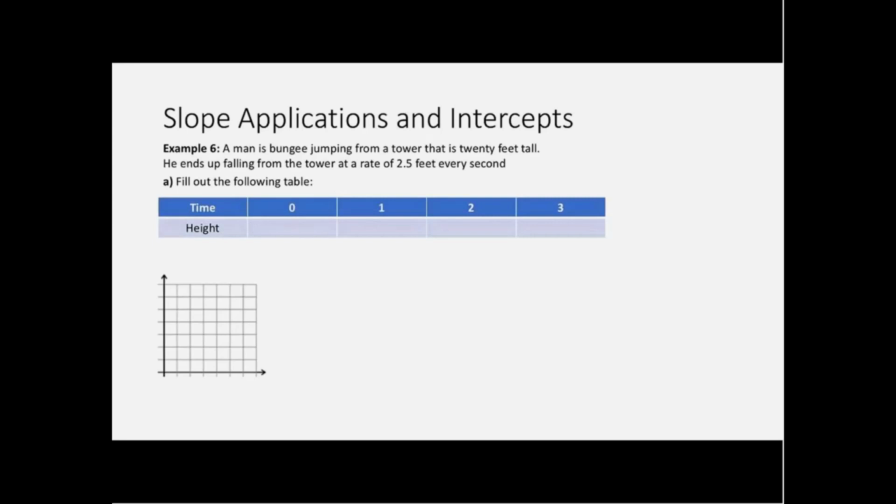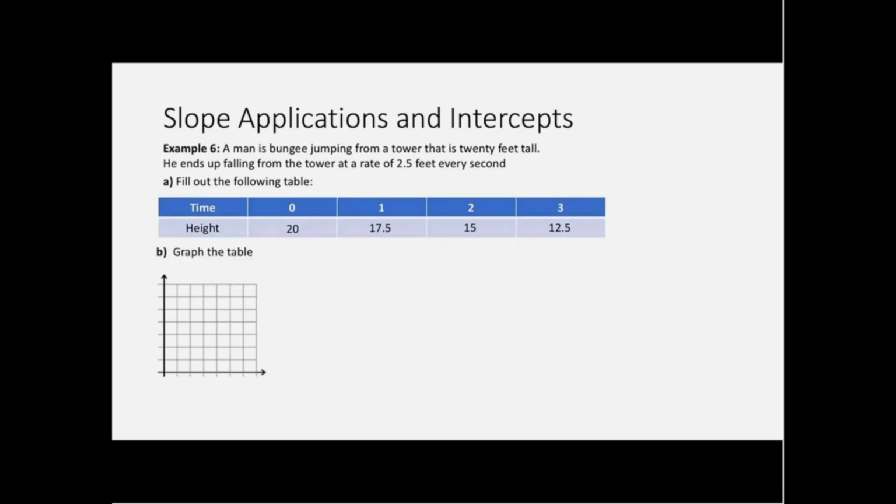We know that the tower is 20 feet tall, so when time is 0, he should be 20 feet in the air. And then after 1 second, he falls at a rate of 2.5 feet, so we would do 20 minus 2.5. That should get me 17.5. I can subtract 2.5 again. I'll get 15. I can subtract 2.5 again. I will get 12.5. So he's fallen 12.5 feet when all is said and done.